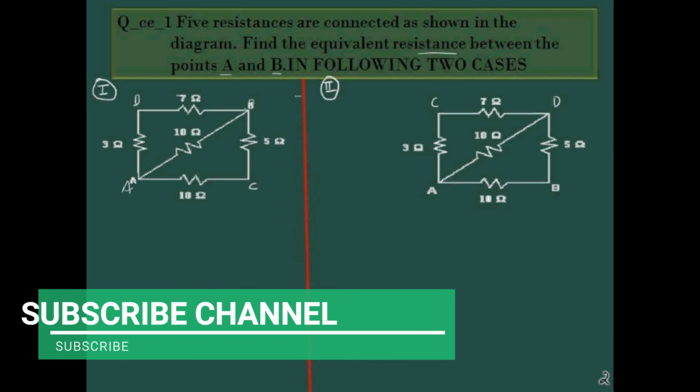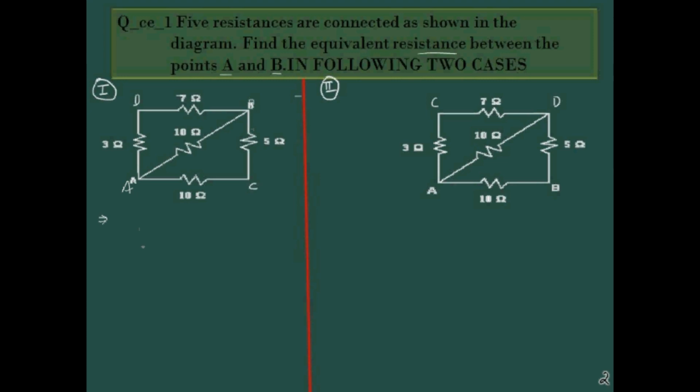In the first case, by seeing this circuit, it is clear that between A and B, the upper part ADB, the lower part ACB, and the diagonal resistance are connected in parallel. Clear? Let us redraw this circuit. Between A and B, we have two resistors, 3 and 7. This is the mid branch, the diagonal 10 ohm. Again, the lower branch has 10 ohm and 5 ohm. In this way, it is clear that there are three branches and all three are connected in parallel.